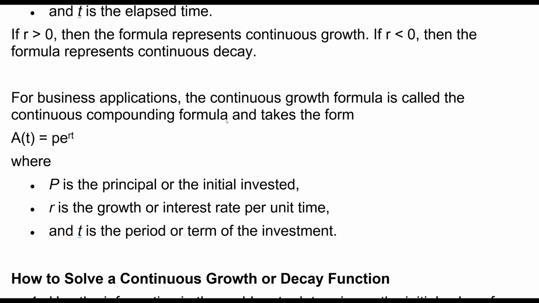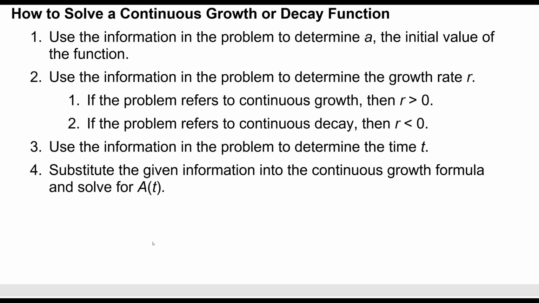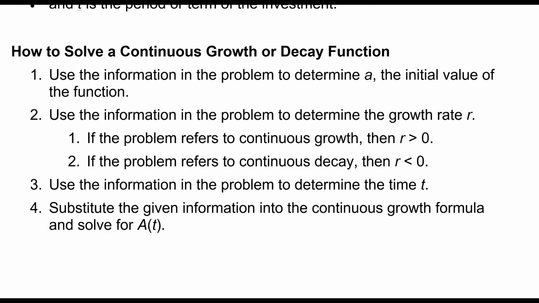For business applications, the continuous growth formula is called the continuous compounding formula. It takes the form A(t) = P e^(rt), where P is the principal or the initial amount invested, r is the growth or the interest rate per unit time, and t is the period or term of the investment. So how do we solve a continuous growth or decay function?